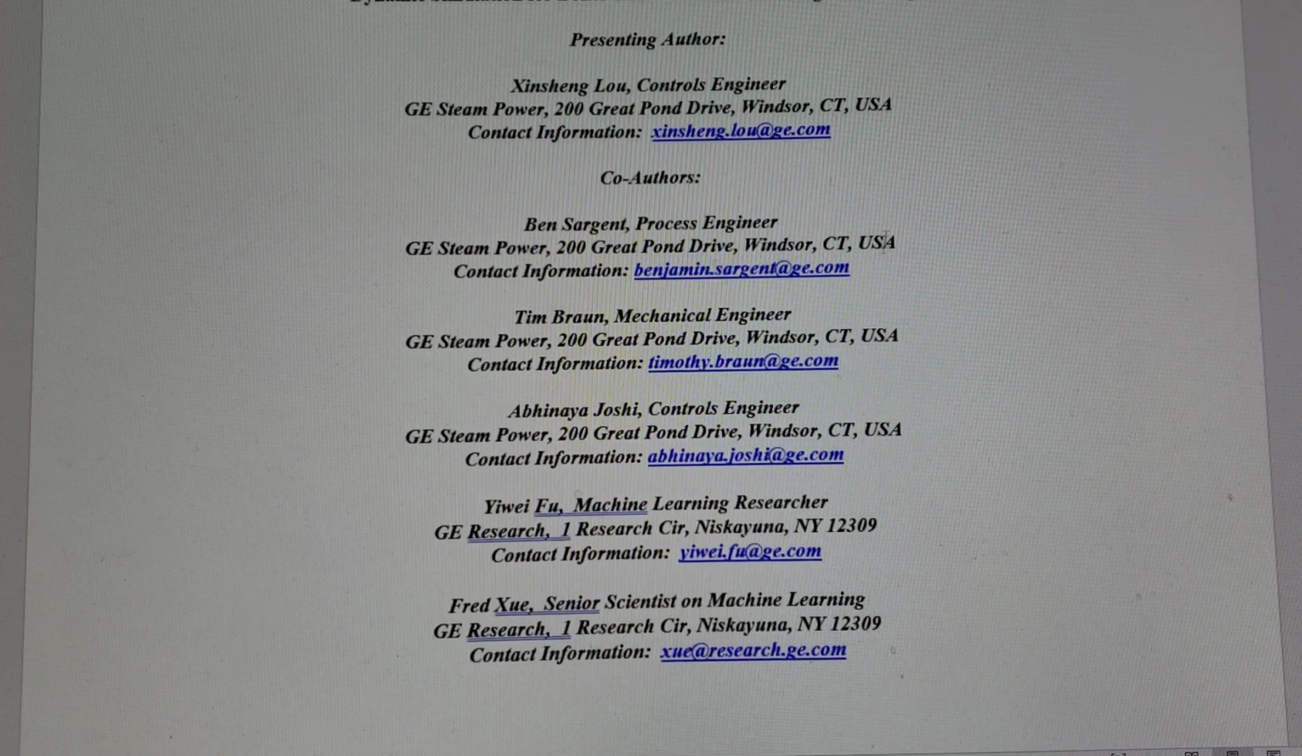The modeling simulation work was done by the steam power team: Ben Sargent, Tim Braun, and Evnaya Jashi. I serve as project leader on the GE Steam Power side, and Fred is the project leader, or principal investigator, for this whole project, sponsored by DOE and GE Research. So it's a good collaboration between GE Steam Power and GE Research.